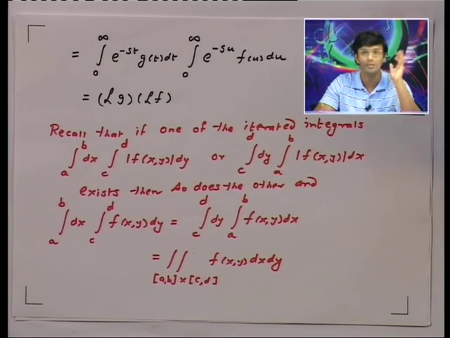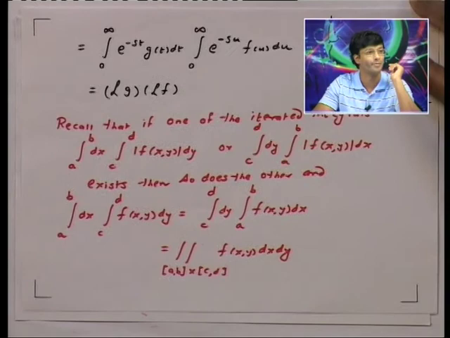So that completes the proof of the convolution theorem, correct. Is this theorem clear? The convolution theorem is one of the most important theorems in the chapter on Laplace transforms. It is absolutely important. Please make sure that you understand the statement and the proof very clearly.